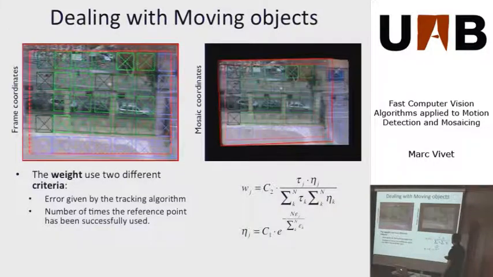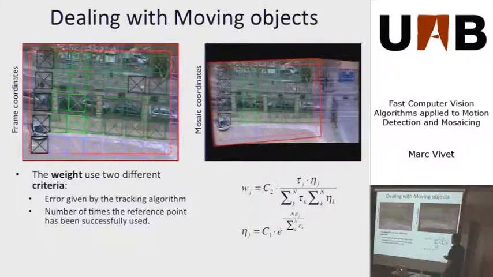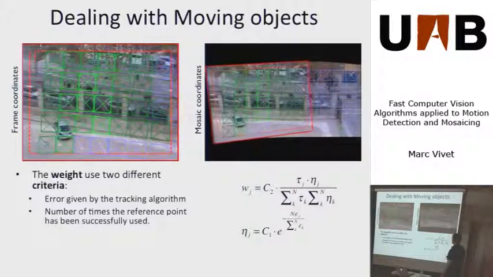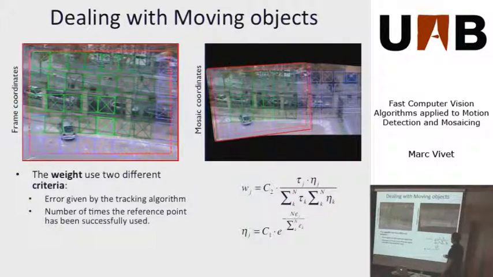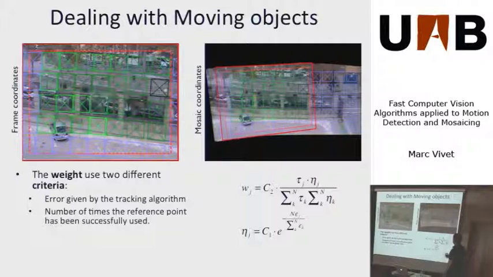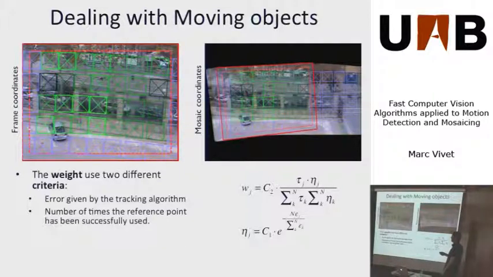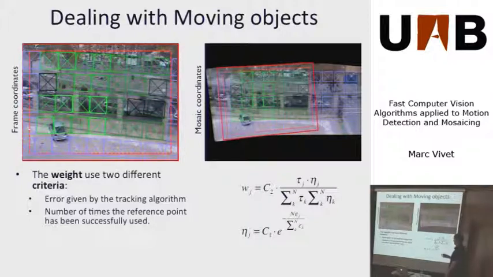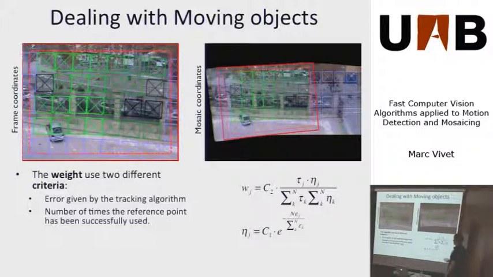This is an example. From green to black is the weight of the regions. Violet is the regions that are not being used. The rectangle is in frame coordinates, and this is in mosaic coordinates. As you can see, when a car is moving across the screen, the weights of the kernels decrease.